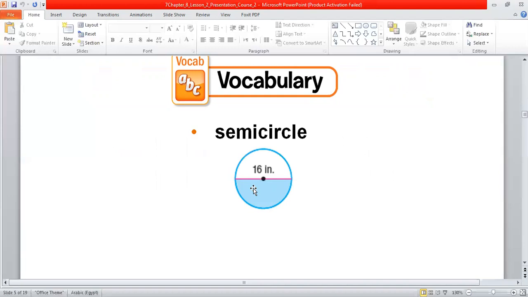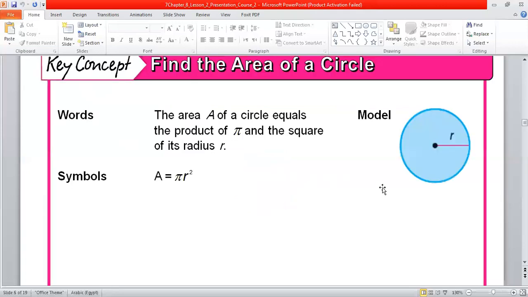If you need the area of the circle, the rule is pi r squared. The formula says area equals pi r squared. What is r? R means the length of the radius.